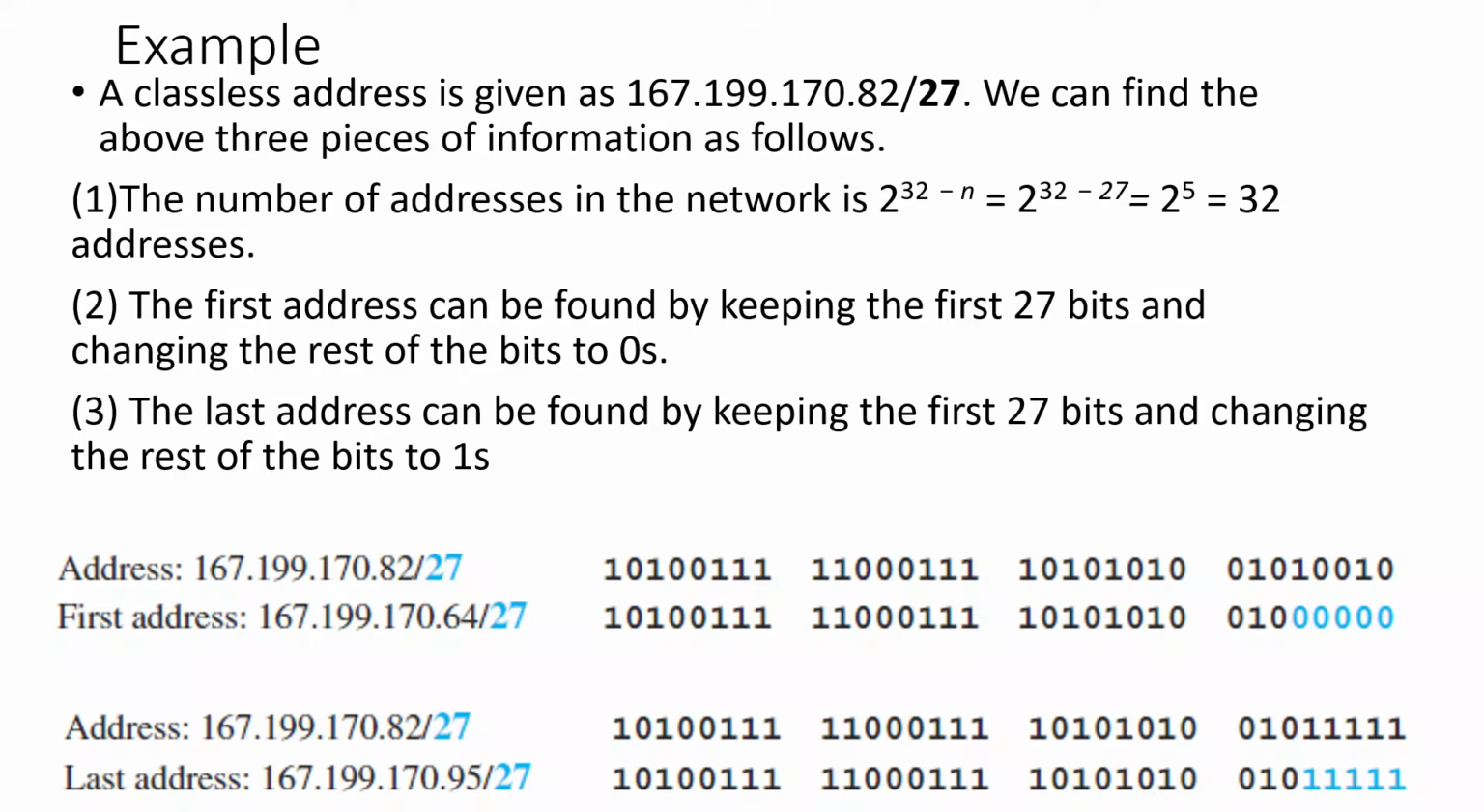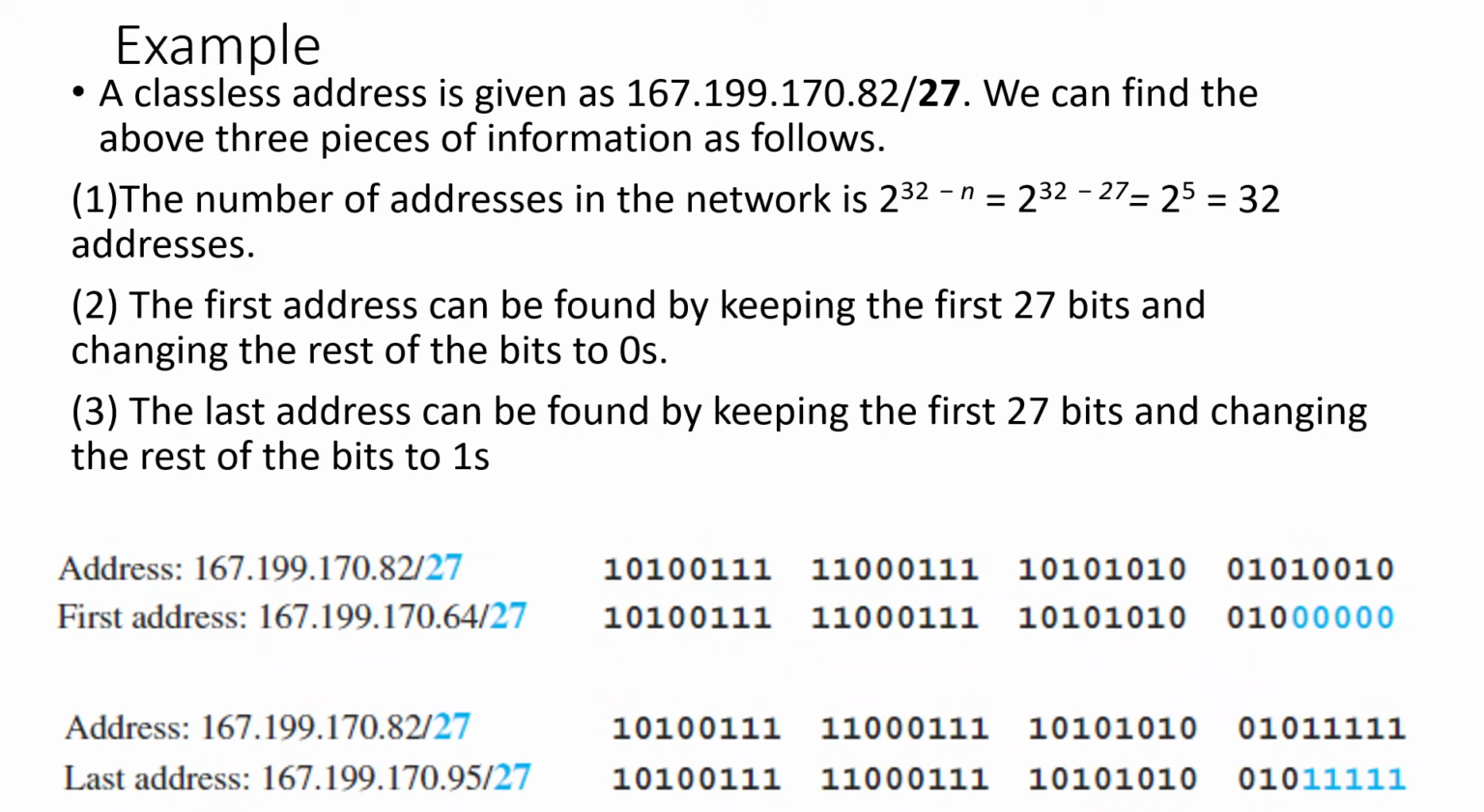So capital N is equal to 2 power 32 minus small n, where small n is the prefix length. This can be found with the help of the slash notation. So slash 27, so small n is equal to 27 in this case. So 2 power 32 minus 27, you get 2 power 5, that is equal to 32 addresses. So in this given block, the total number of addresses is 32.